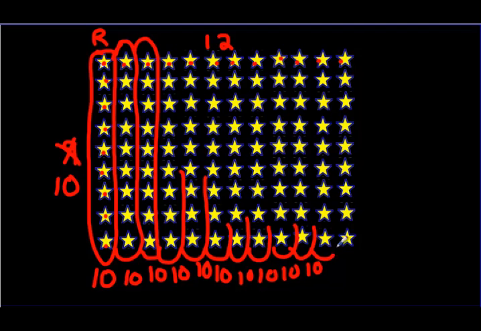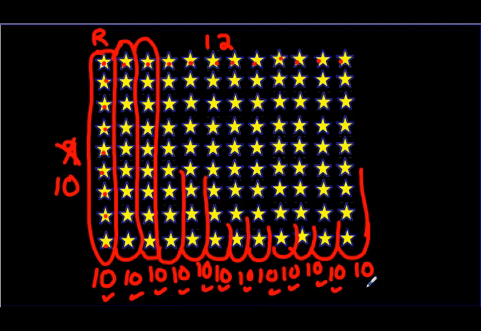And good for you if you do. Some of you already beat me to it. That's okay. It just means you're good. And now all we got to do is skip count by tens. 10, 20, 30, 40, 50, 60, 70, 80, 90, 100, 110, 120. There's about 120 stars in here.